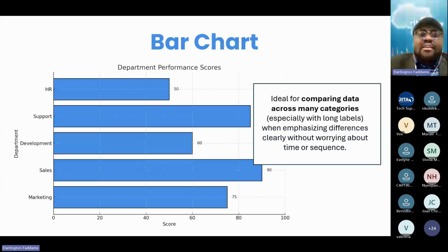So if they are longer labels, you can see that even the labels can be written on the bars. All right, and we still have room to write. Even if there's no space at the left side, we can write the labels on the bars and it can be okay. And also, when emphasizing differences clearly without worrying about the time or the sequence. So this is a little bit different from the column chart.